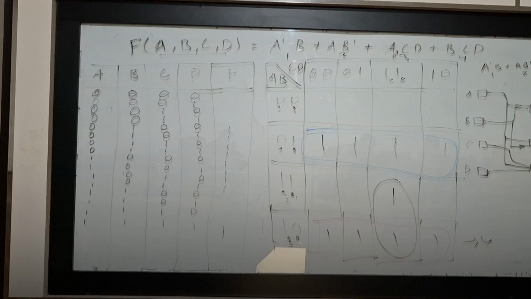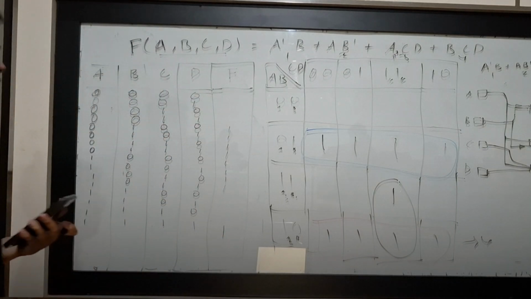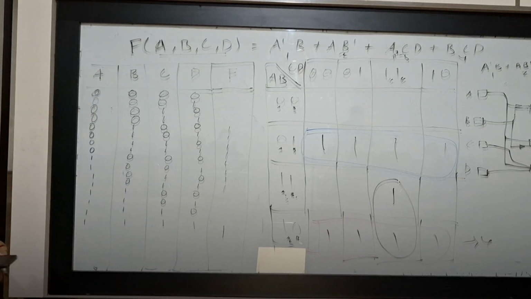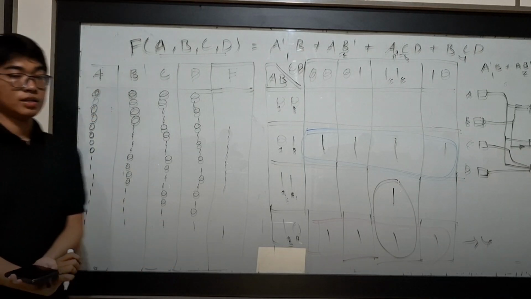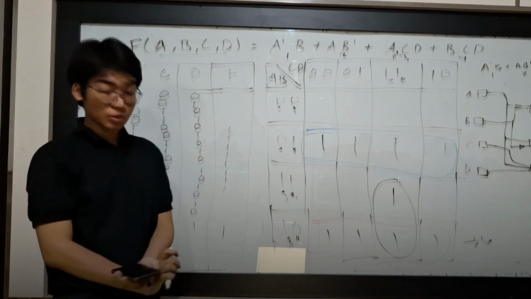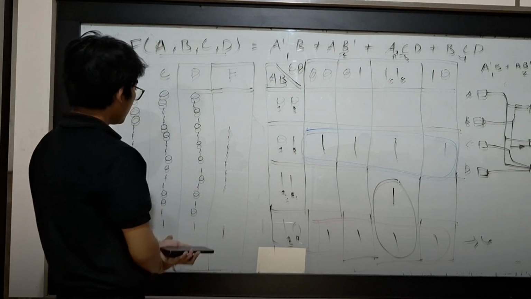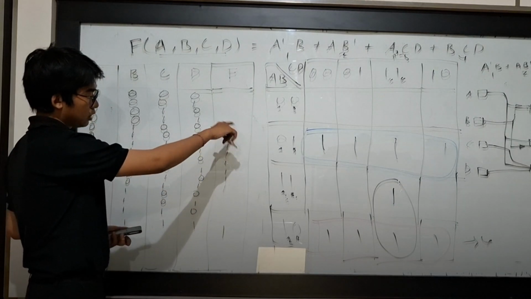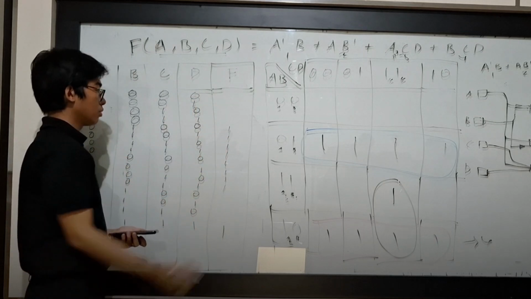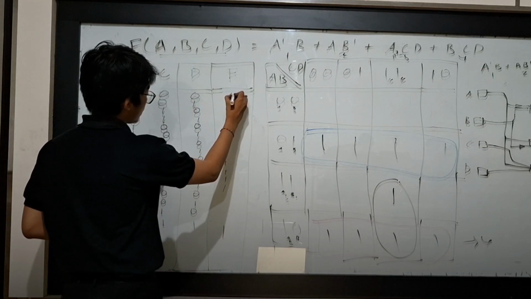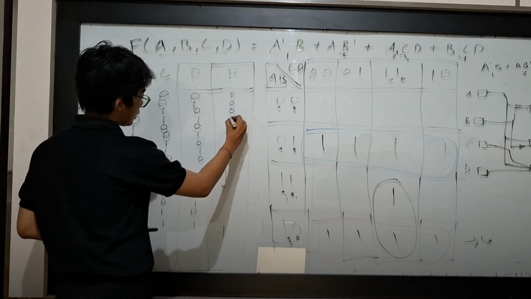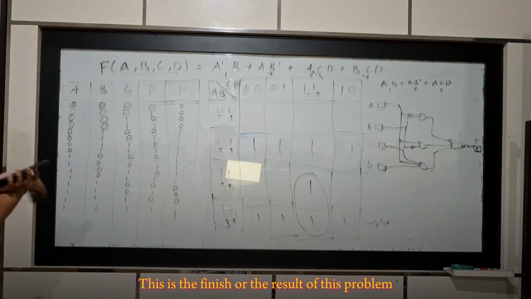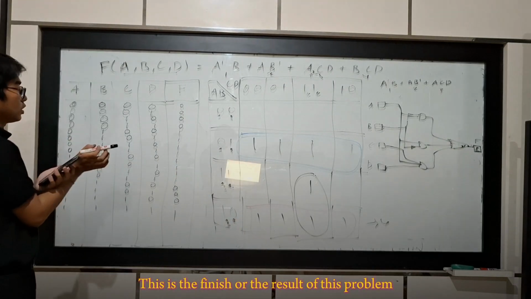Right? Let me check first to make sure it's correct. So this is the output 1 of the truth table. And then how about the rest? The rest, of course, is 0. So all of the combinations except these are 0. So from the equation, it is 0, 0, 0, and this is also 0, and this is 0, 0, 0. So this is the finished result of this problem.